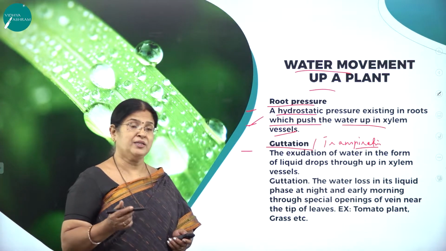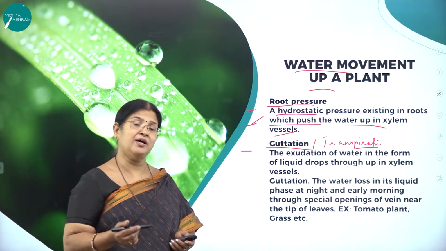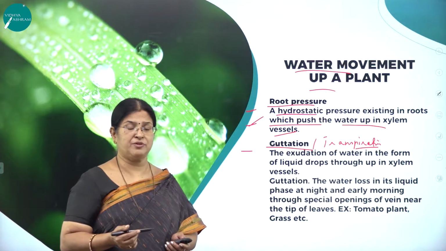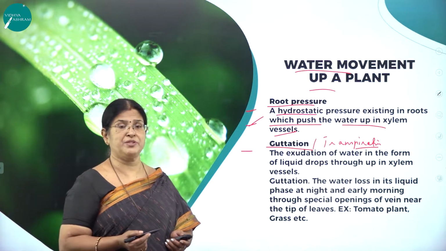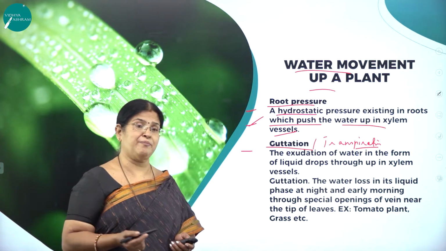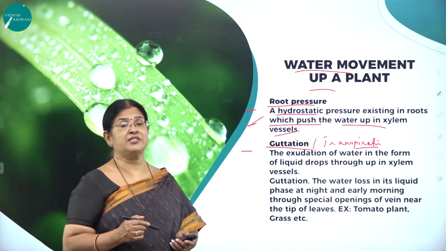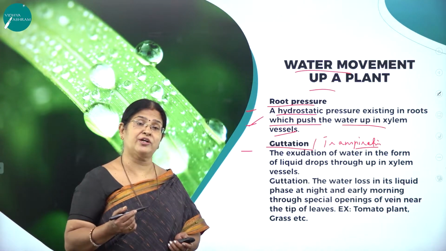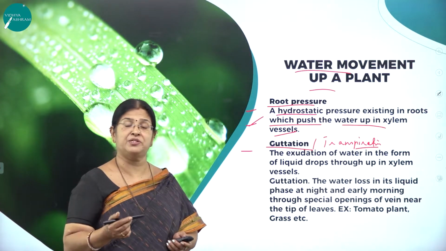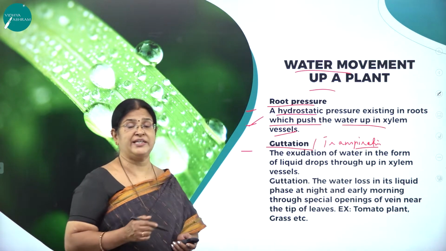Stomata are nothing but the bean-shaped guard cells found in the upper epidermis and lower epidermis of dicot plants, more in the lower epidermis of dicot plants, and in equal number in the case of monocot plants. So the process of transpiration is nothing but expulsion of water in the form of water vapor, which takes place through stomata. Then what is guttation?